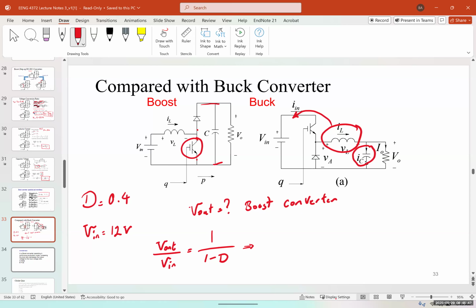Perfect. So using the equation, V out would be equal to Vin over 1 minus D, which is 12 over 1 minus 0.4, which gives us 0.6. So the output voltage is 20 volts. So we went from 12 volts to 20 volts.